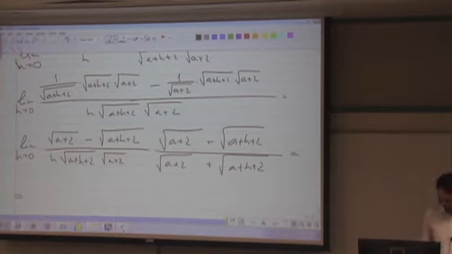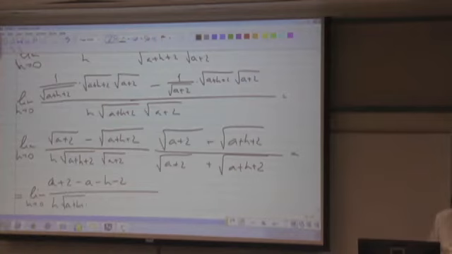So now what do you get on the top? a plus 2 minus a minus h minus 2, divided by h times the square root of a plus h plus 2 times the square root of a plus 2 times the quantity square root of a plus 2 plus the square root of a plus h plus 2.